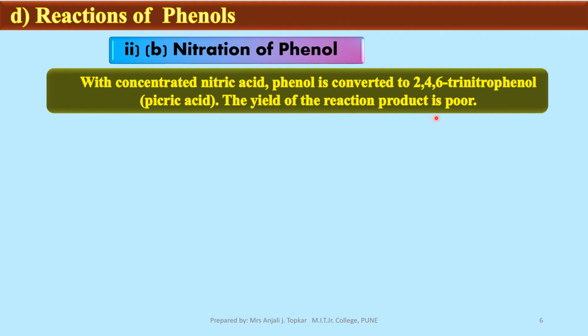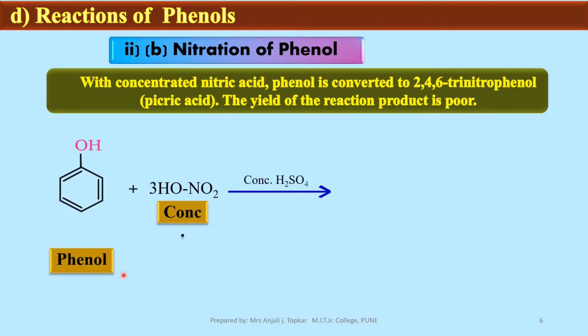Phenol treated with concentrated nitric acid in the presence of concentrated H2SO4, the mixture of these two concentrated acids, that is concentrated nitric acid and concentrated sulfuric acid, is said to be nitrating mixture. Phenol, when treated with such nitrating mixture, gives 2,4,6-trinitrophenol, which is said to be picric acid.